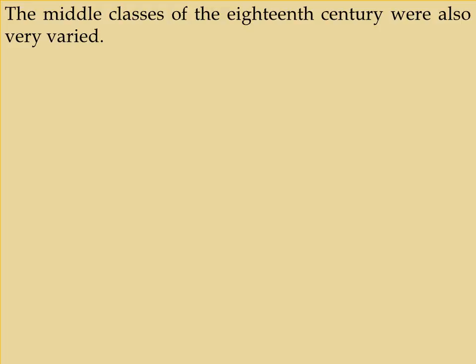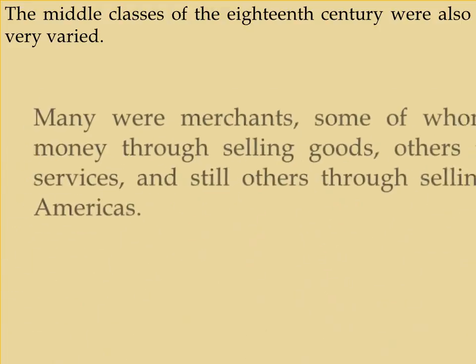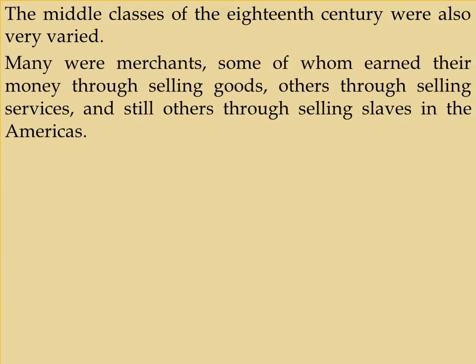And again, the middle classes in this period, there'd be a lot of variation among the middle classes. Like I said, the first thing we think of is merchants, because it was a time when people were buying and selling all over the world, developing the empire, the Industrial Revolution. It was all about producing goods and selling stuff. Some people would be selling goods, other people would be selling services, and still others, as we said in an earlier class, would be selling slaves.